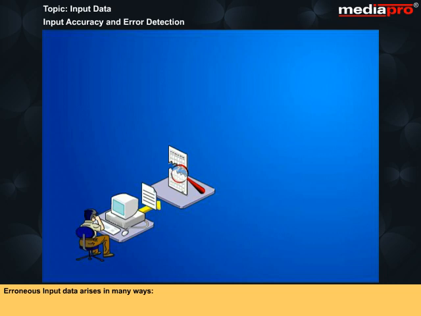Erroneous input data arises in many ways. The source document may have incorrect information. The data entry operator may strike the wrong key.